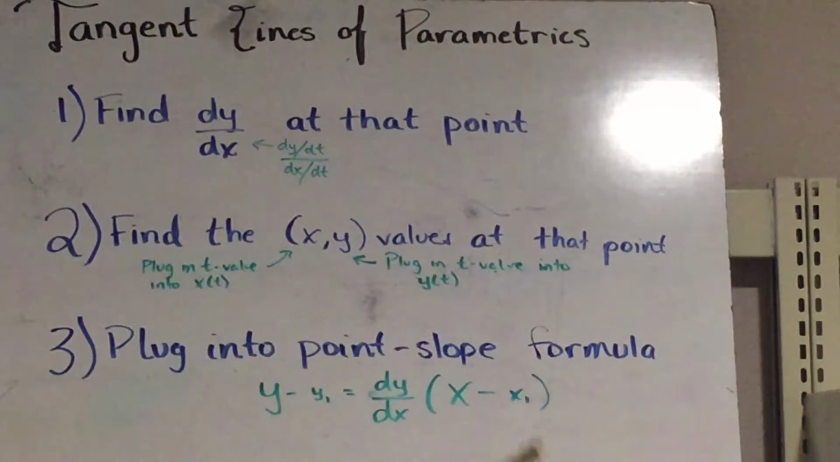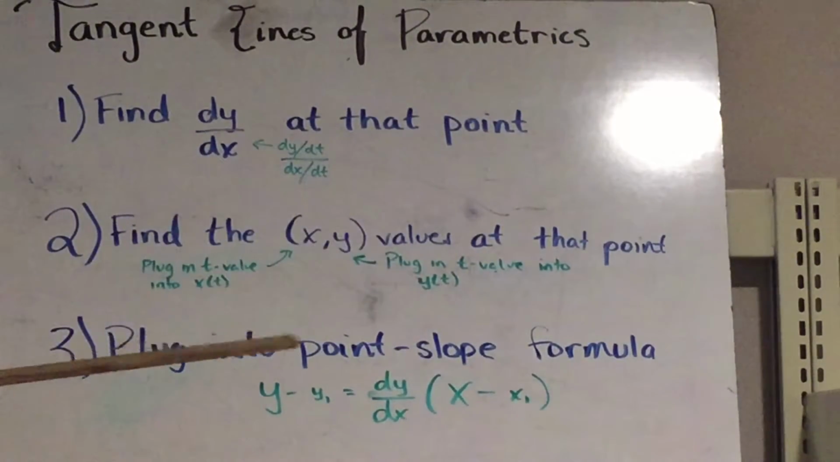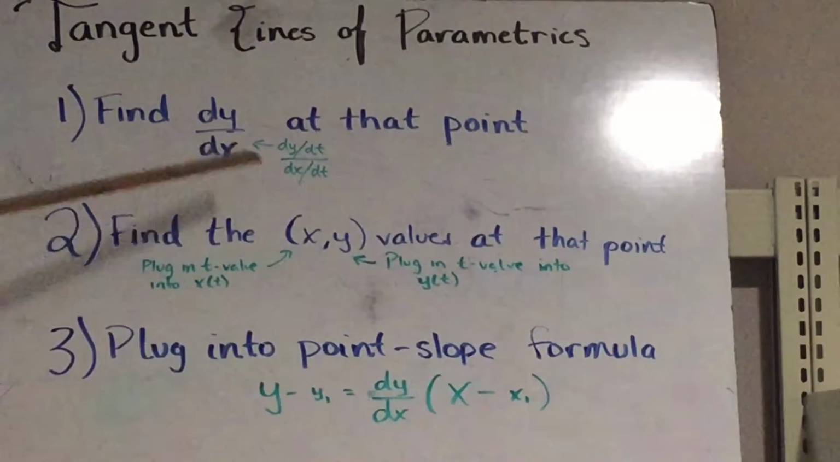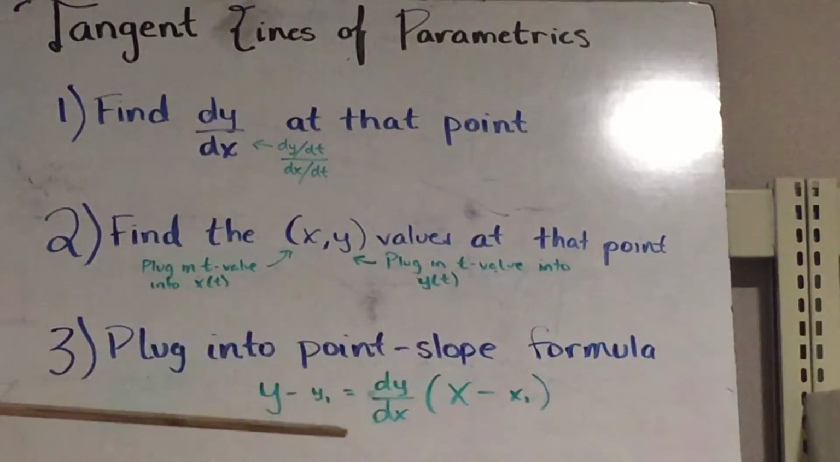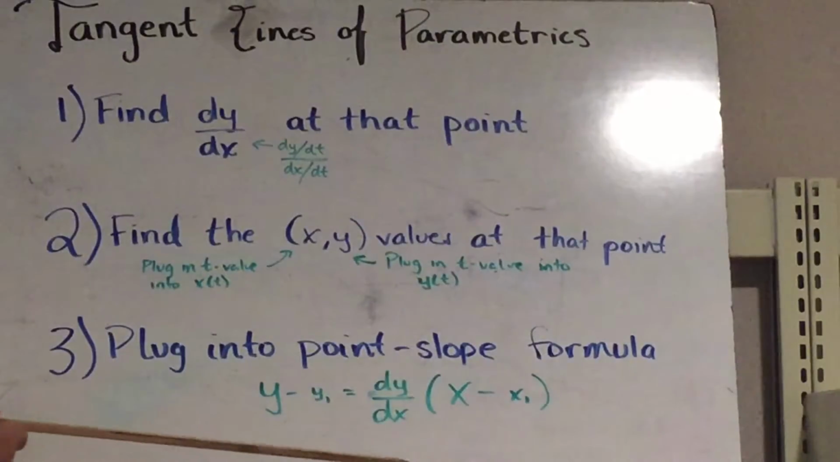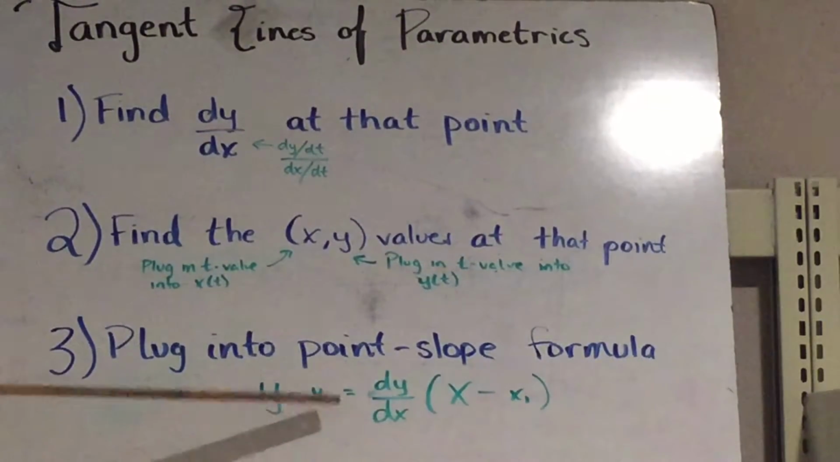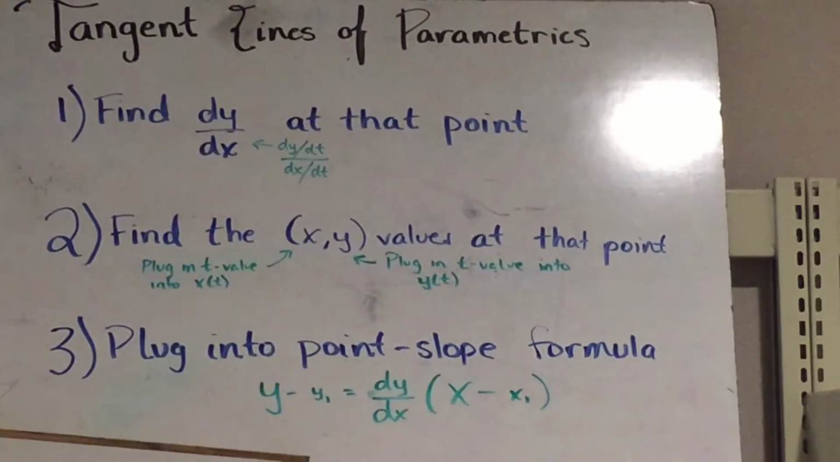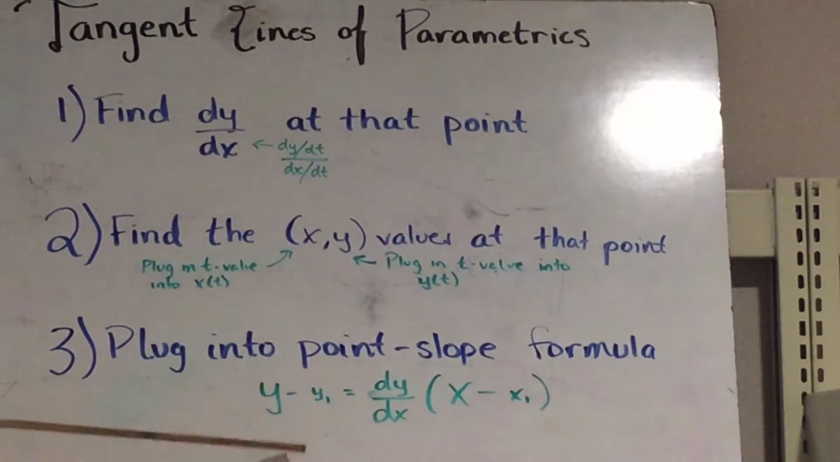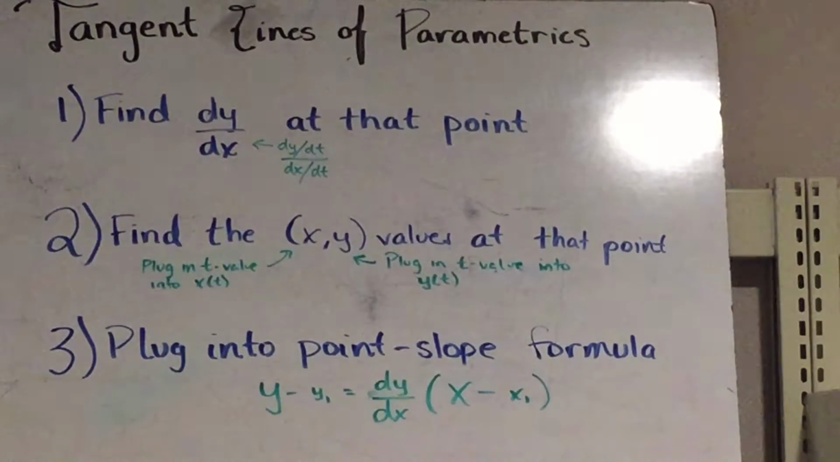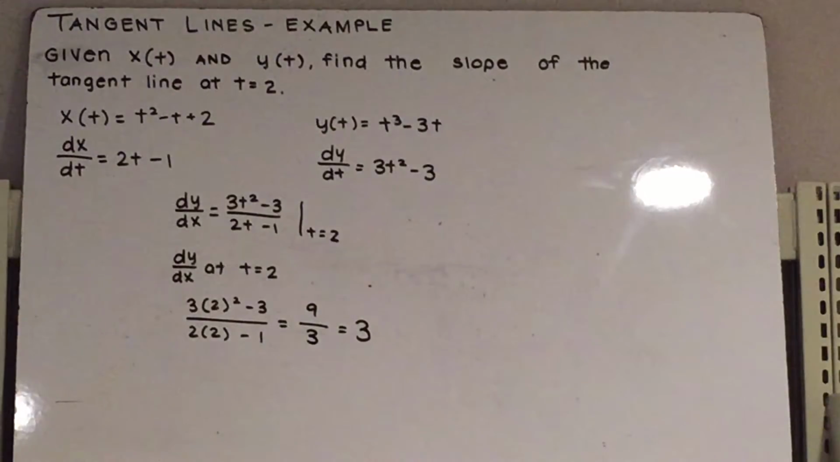And once you have that x value and the y value, the third and final step is to plug that and the slope into the point slope formula. So the point slope formula is right here. This is where the dy/dx goes, that's where the x value goes, and that's where the y value goes. And you should be able to get the equation of the tangent line at the time value you were looking for. We're going to do an example of finding a tangent line.